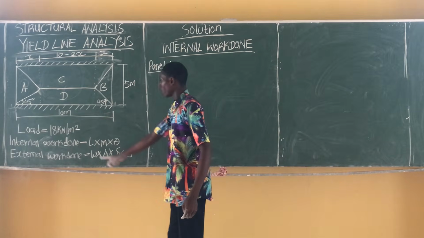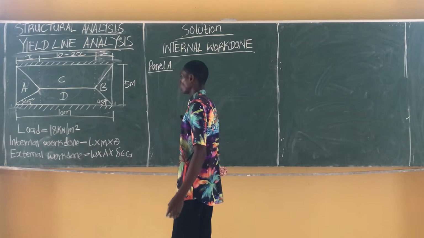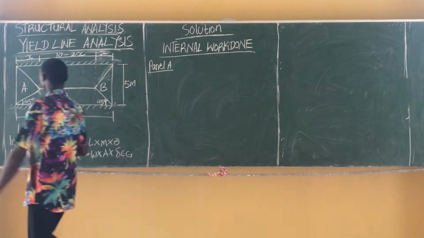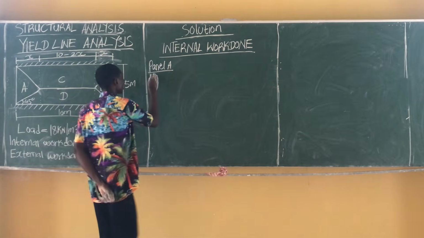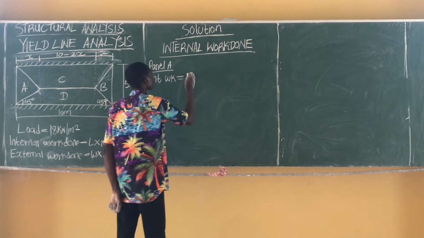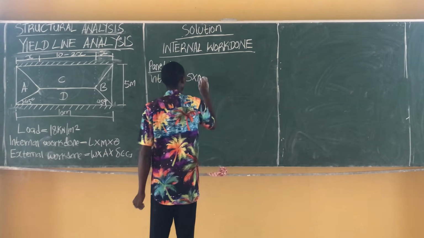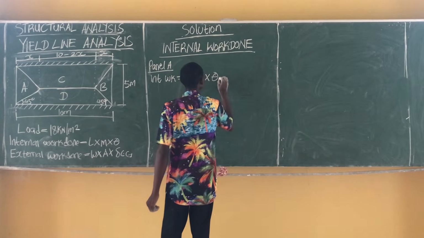It is simply length times the moment times theta. Since we are looking for the moment, we are not given a moment value. So considering this segment, the base of this triangle is our length, and this length is 5 meters. Hence, our internal work done is equal to 5 times the moment we are not given, M, times theta A.